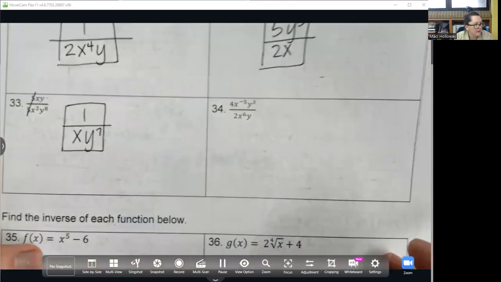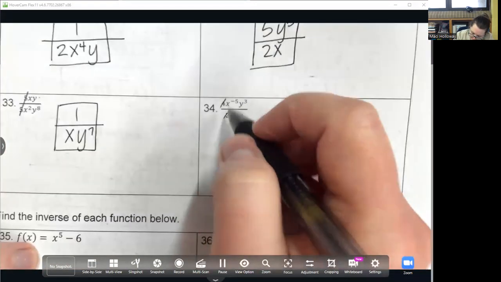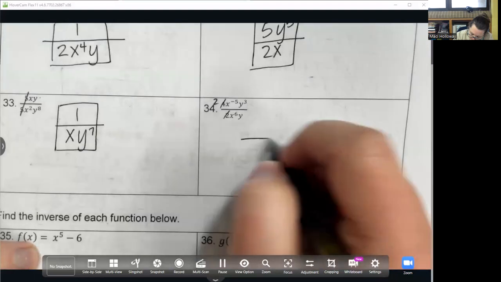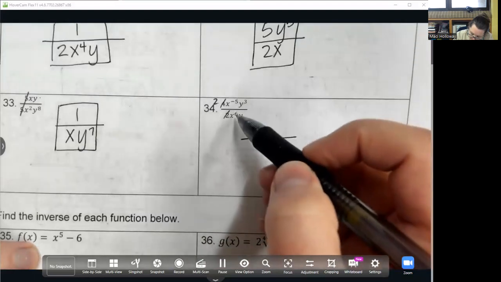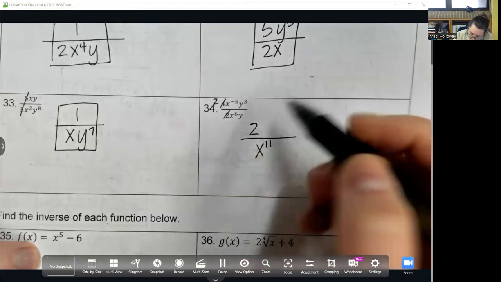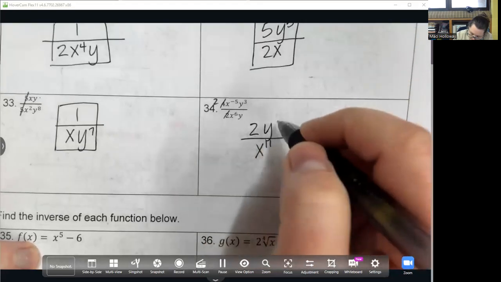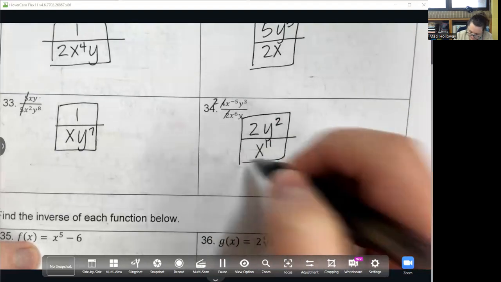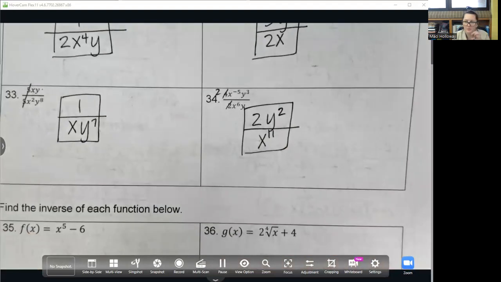All right, last one. You can cancel these. We get a 2 on the top. So I have -5 minus 6 is -11. Tells me it goes on the bottom. 3 minus 1 is 2. +2 tells me it goes on the top. And you're done. That's kind of a ninth grade review.